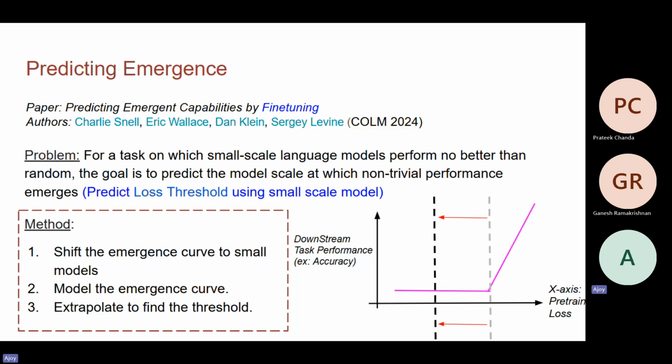No, this is a decreasing, I didn't mention that. So as loss decreases, at this point we have emergence. We want the emergence to occur for a smaller model. And then we want to model the emergence and extrapolate it to the few shot setting. Next slide.